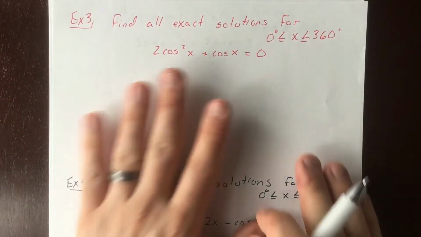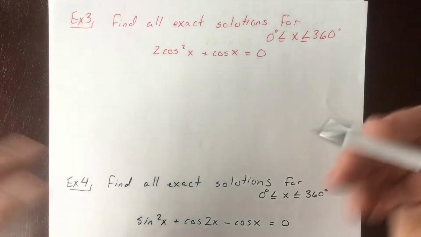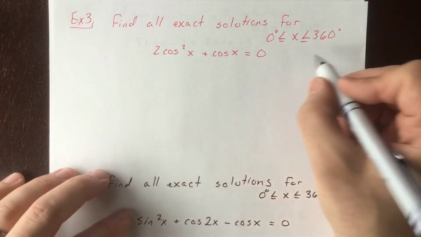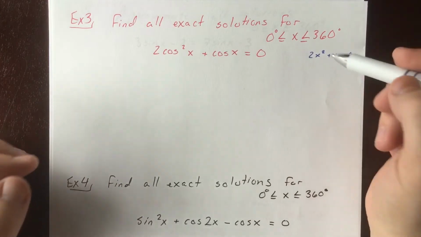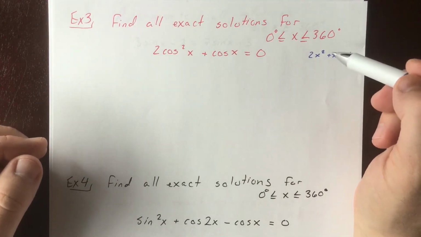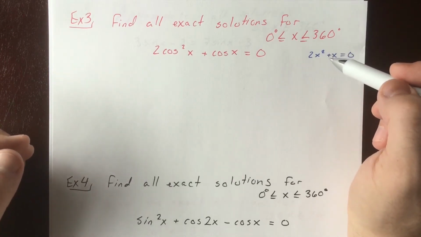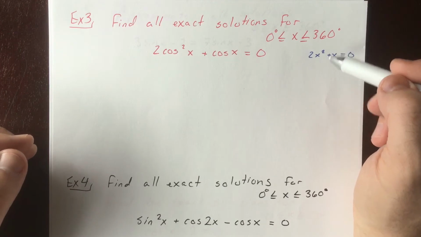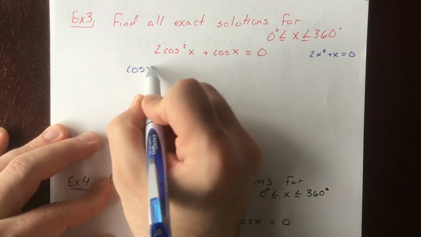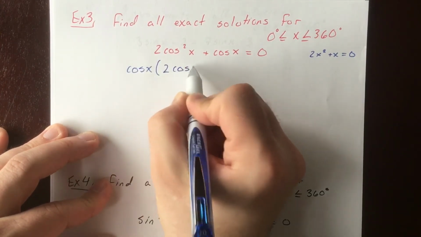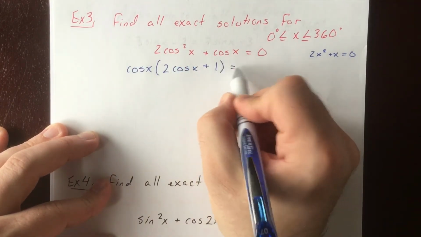What's going on now? So find all exact solutions for 2 cosine squared x plus cosine x equals 0. So using our little trick of just seeing this as 2x squared plus x equals 0, how would you solve that? Well, I could think about factoring it, having a plus 0 there, but why not look at it as a common factor that I can pull out? There's a cosine that they both have in common, so I can say cosine of x times 2 cosine of x plus, well, if I pulled this cosine out, I have a 1 here.